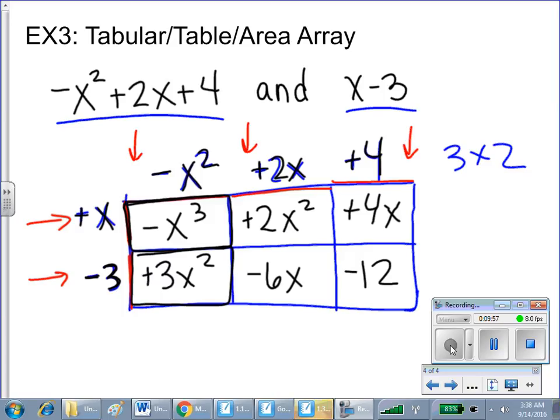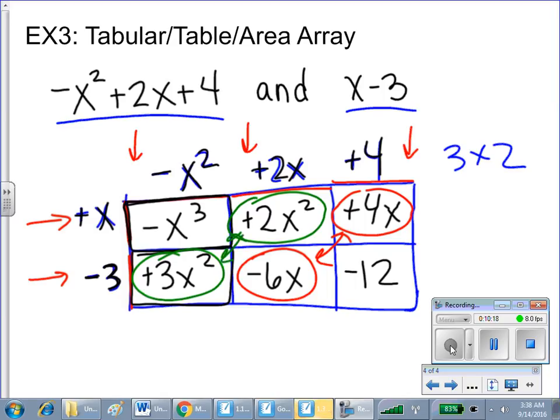Now I'm going to look for any like terms in this table. I see that the positive 3x squared and the positive 2x squared are like terms. I also see that the negative 6x and the positive 4x are like terms. So that means those are going to be combined.